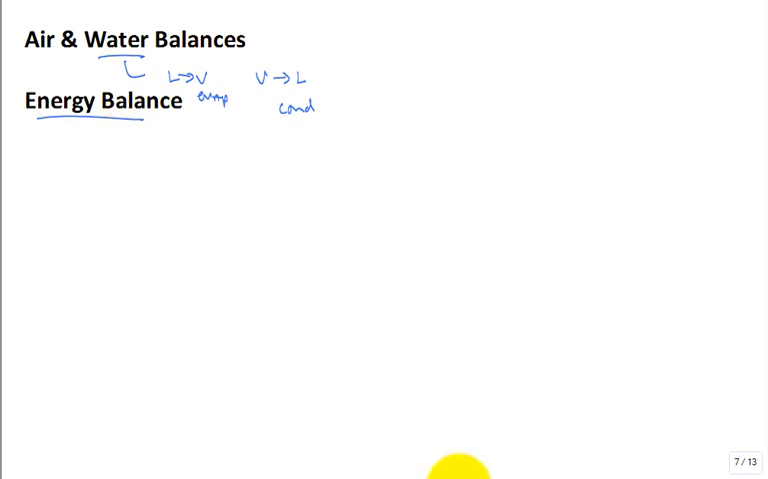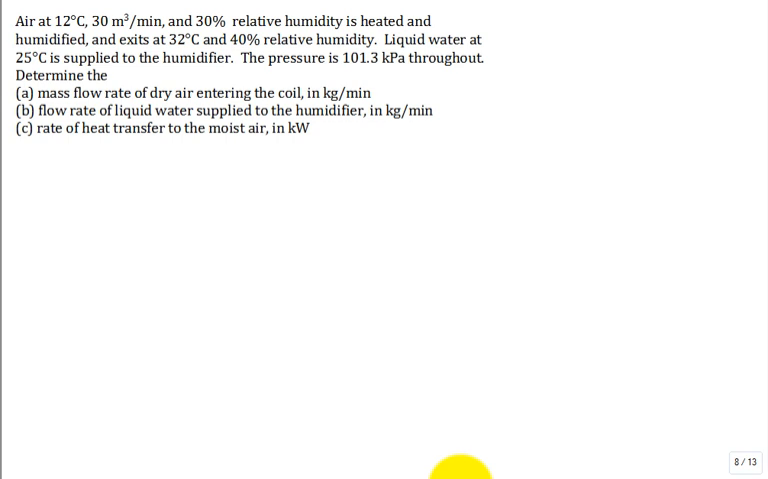But I think the best thing to do is just solve a problem. So let's solve this problem. We have air at 12 degrees C and 30 meters cubed per minute. That's a volumetric flow rate, and 30% relative humidity. It's being heated and humidified. How do you heat it? You pass it over a hot surface. It becomes hot, but that hot surface does not add water. It will not humidify it. How do you humidify air? Spray in water. You could spray in liquid water, or you could spray in steam, or a two-phase quality, some hot water, cold water, but you just spray in water. It exits at a given temperature and relative humidity.